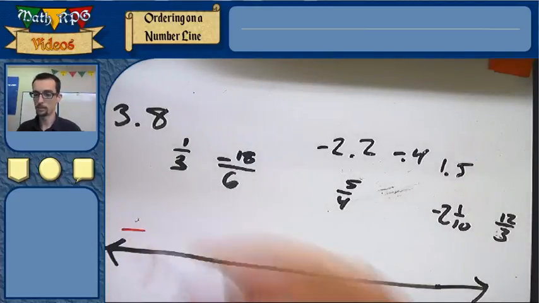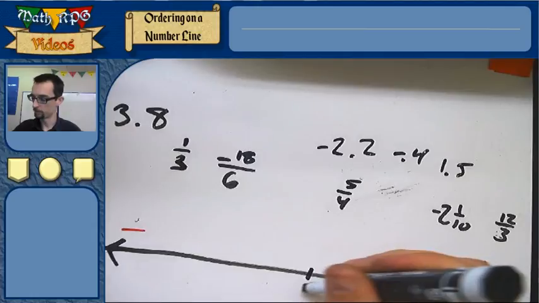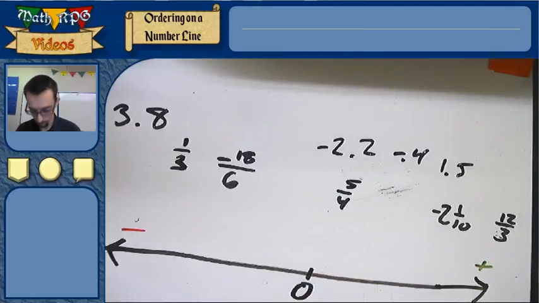So this is the negative numbers. These are the positive numbers. And right smack in the middle is the one number that's neither negative nor positive. That is the magic number 0. All right. And now I want to plot these points.